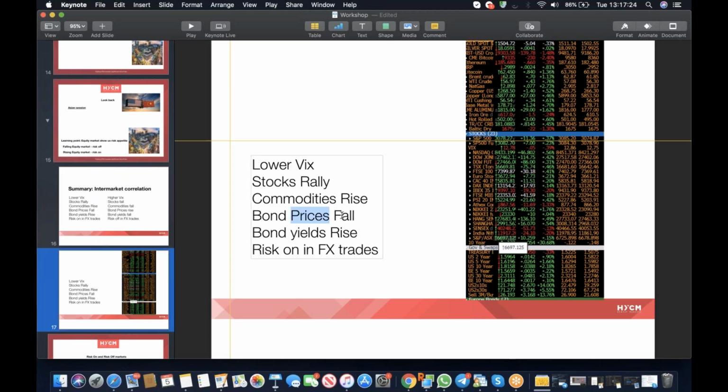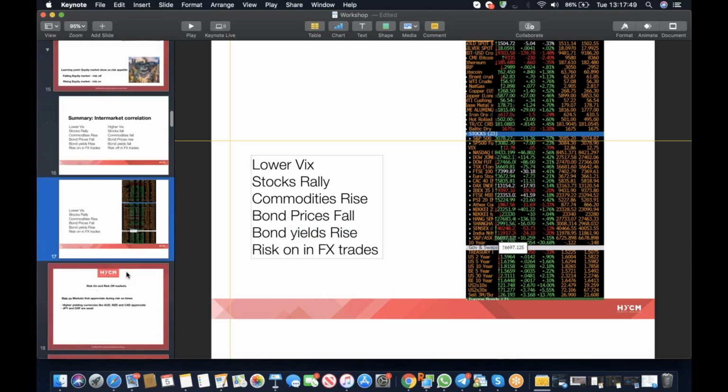You're also expecting bond prices to fall. Now, the bond price and the bond yield move inversely to each other. So when a yield's rising, the price is falling. Okay, so you could just say bond yield's rising, it doesn't matter. But if you look here, you've got the various bond yields, and you can see they're all increasing virtually without exception. Okay, so you're risk on. Okay, so that tells us a lot.